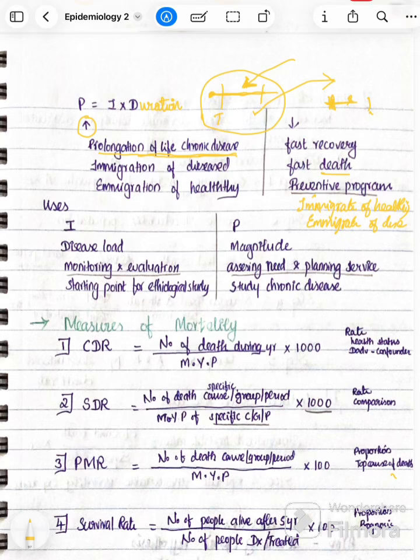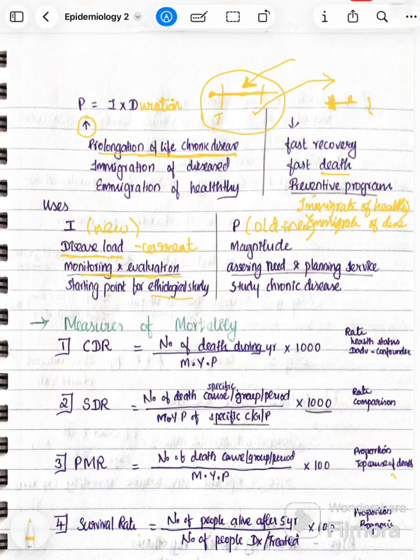Uses of incidence. It represents the new cases. Prevalence represents the old plus new cases. To know the current disease load, we need incidence. For the monitoring and evaluation of a program, if disease is lower in that population, it means that the program is functioning very well. And then it is the starting point for an etiological study. If we know the current scenario, we can start the study.